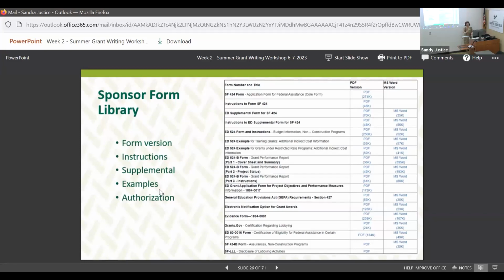But you'll see what they forgot, because when you go into the sponsor's application system, it will say, here are all the things that you need to download. Here are all the forms that you need to use. Here are all the things that we want you to have in your application. And you'll see a sponsor form library. I have one here as an example. This is from grants.gov, and it'll tell you the types of forms that you're going to need.